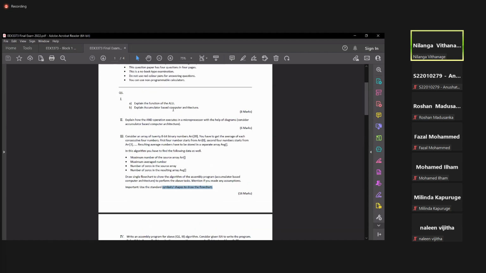Here, explain the function of the ALU. These are theory questions, so you can get these marks easily. Accumulator based architecture, it might be Harvard architecture. Then we might ask theory questions here. In the first question, as I mentioned, we allocate 40 marks. In those 40 marks, the second questions, most of the time these are based on session 1.